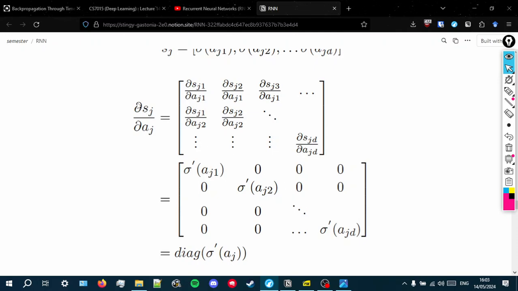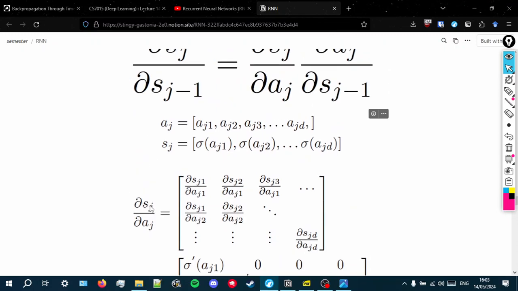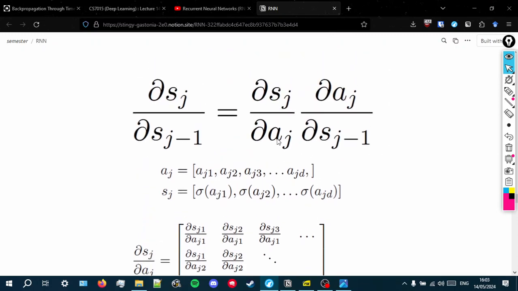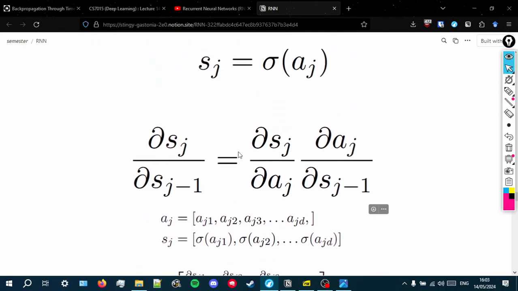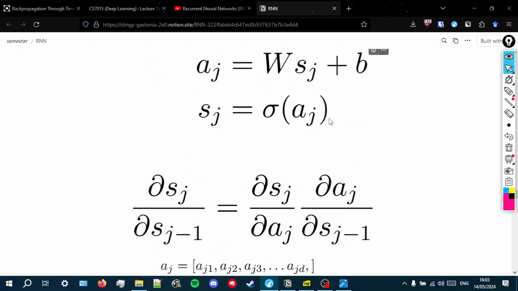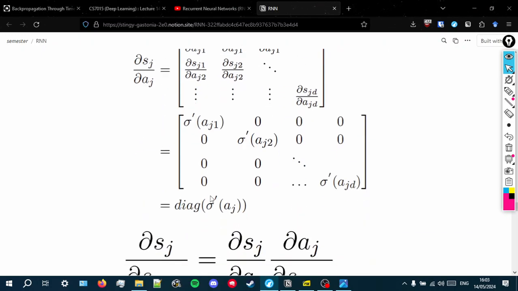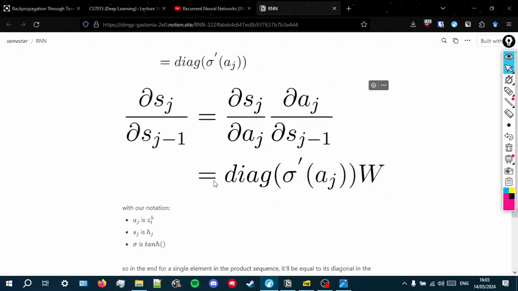So calculating this part of the chain rule, this s_j over a_j, will give us this Jacobian matrix, which is just going to be this diagonal. So this diagonal, once again, s of j is this equation. Getting the derivative of this is just the derivative of the tanh. So this value is the sigma derivative of a of j.